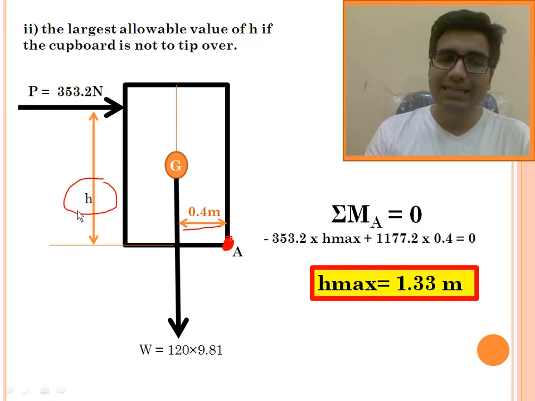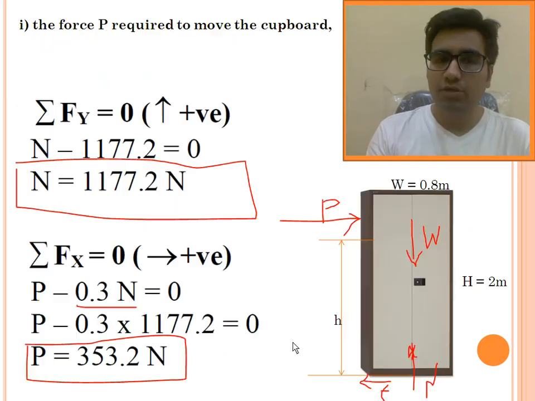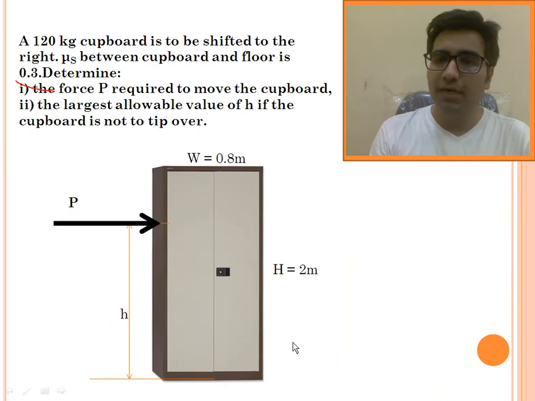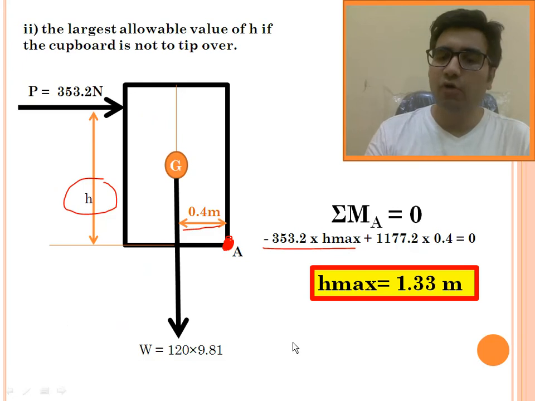So considering that as h max, at h max it is going to rotate. So I have taken h max. So it is creating a clockwise moment. So I have taken minus 353.2 into h, and we get the value of h as 1.33. So this cupboard of 2 meter will not tip till a height of 1.33 meter.